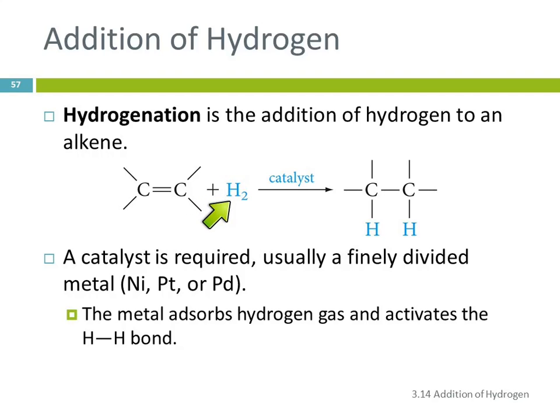This is only going to happen when we have a catalyst, because otherwise the reaction is so slow that it essentially doesn't happen. But we get one hydrogen adding to this carbon and one adding to that, and we end up with an alkane. Usually the catalyst is a finely divided metal, such as nickel, platinum, or palladium. And what happens is the metal actually adsorbs the hydrogen gas and weakens this hydrogen-hydrogen bond, and so makes it easier for the reaction to happen.